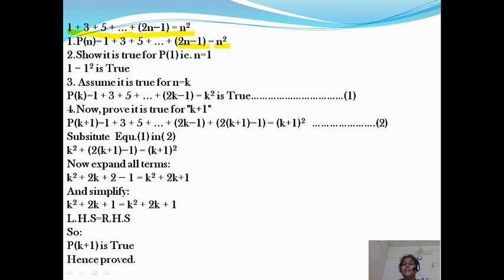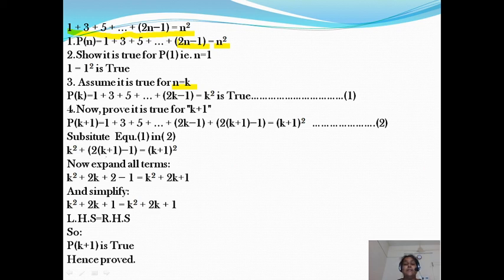Next, we assume P of k is true. What is P of k? Put k in the place of n, then we will get P of k. So 1 plus 3 plus 5 plus and so on plus 2k minus 1 is equal to k square. That is, simply in the place of n we substitute k. This is called equation number 1.